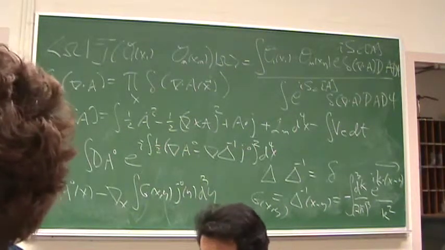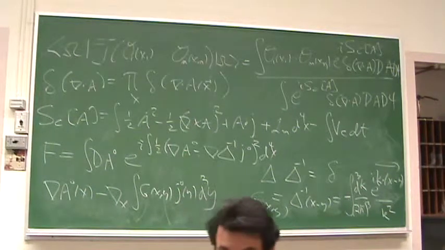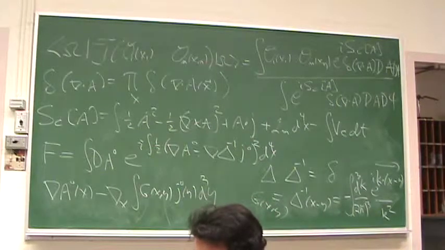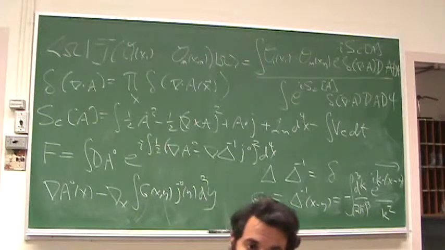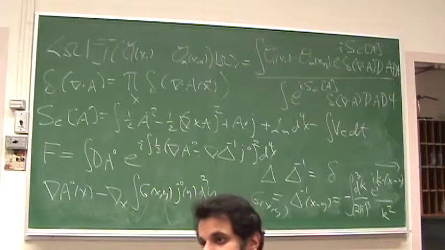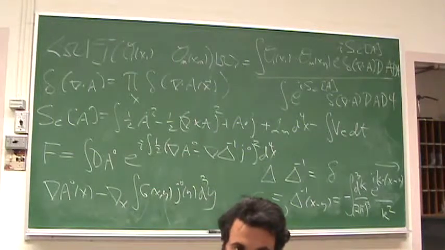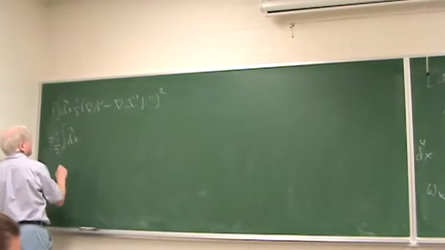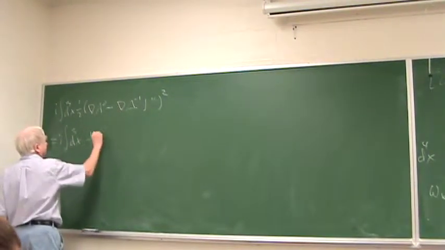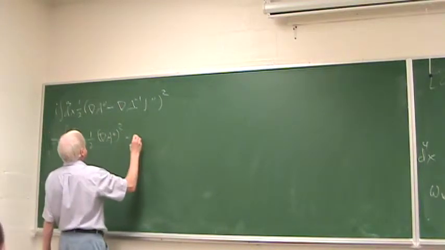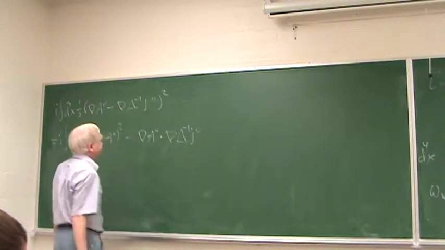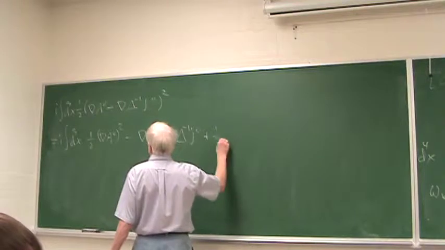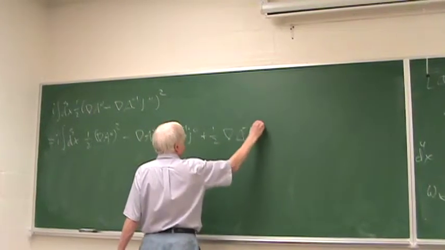So let me just expand the exponential. The exponential there is i integral d cubed x, a half grad a zero minus grad of inverse Laplacian j zero, squared. Multiplying it out, we get i integral d cubed x with the 1/2. Well, maybe I'll bring in the 1/2. We have 1/2 grad a zero squared minus grad a zero dot grad inverse Laplacian j zero, and then plus a half grad inverse Laplacian j zero squared.